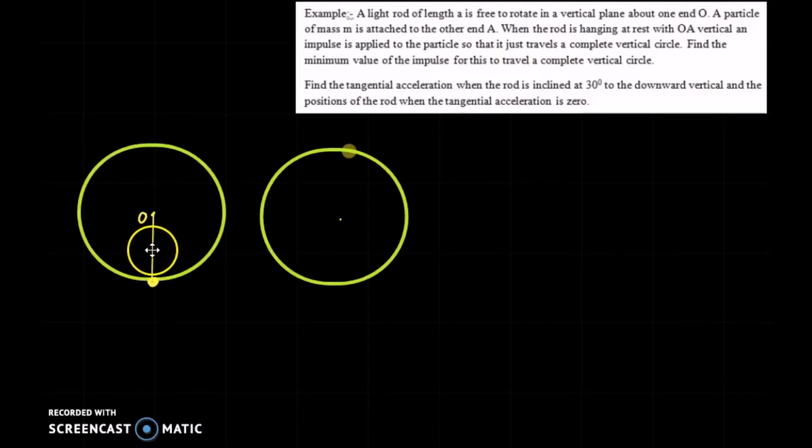This lesson is on circular motion. Let's draw the diagram now. This is a light rod which is free to rotate in a vertical plane about one end O. A particle of mass m is attached to the other end A.